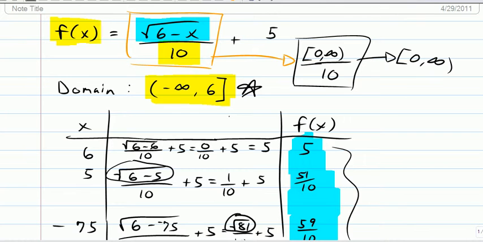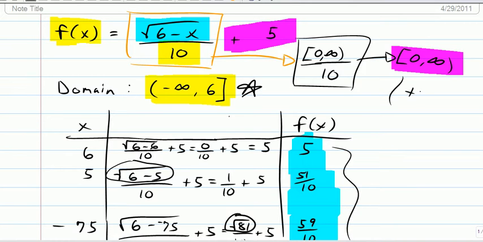Well, I'm still working with 0 to infinity. Now we weren't done. We still have the plus 5 to consider. So take your number set here, all of those outputs. Add 5 to them. What set of numbers are you working with? Well, after you add 5, you're working with 5 to infinity.